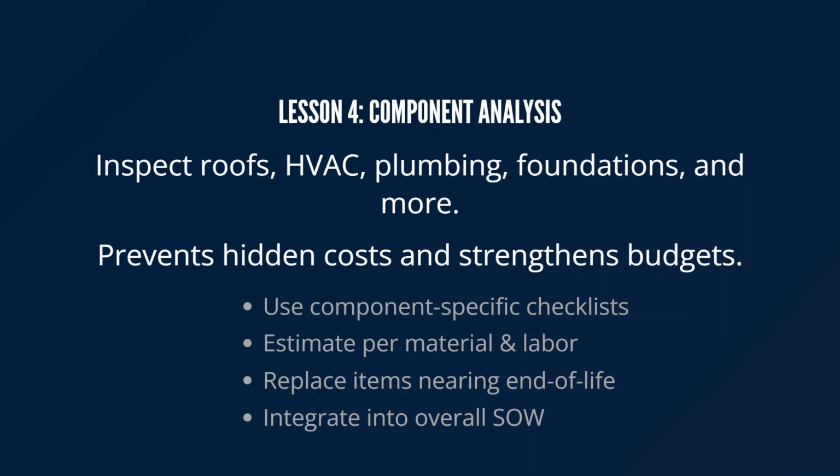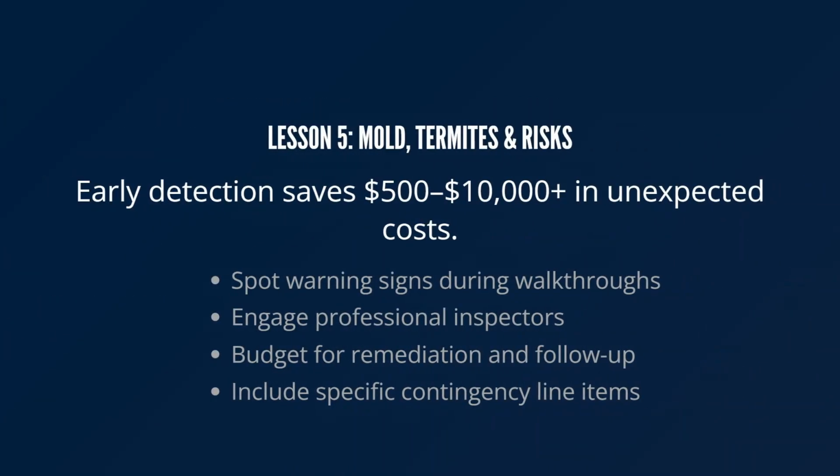Now, let's tackle major issues like mold or termites. These can escalate costs from a few hundred dollars to over $10,000. Spot warning signs: odors, stains, or damaged wood, and hire professional inspectors. Budget for remediation and follow-ups. Scott shows that addressing these early preserves budgets and property integrity. Remember, proactive maintenance is not optional. It's an investment in protecting your profit margin.